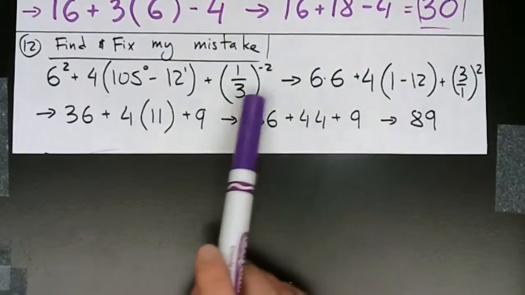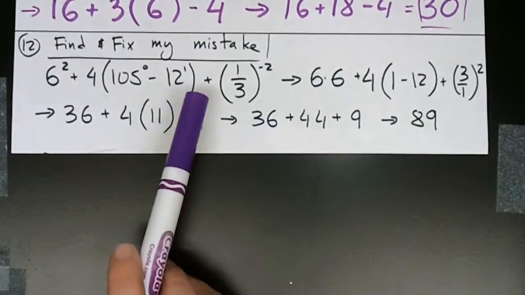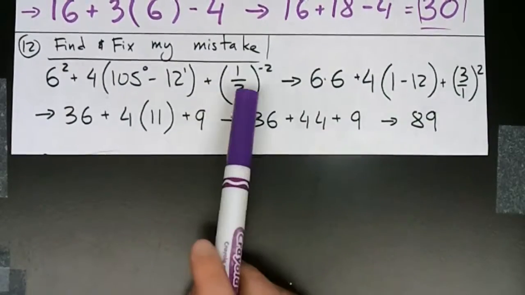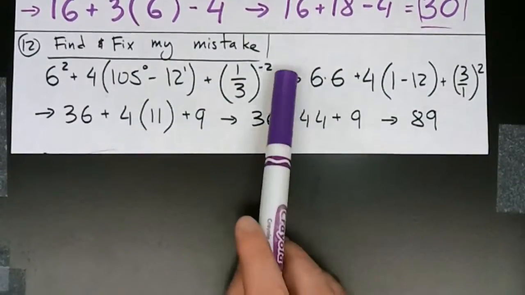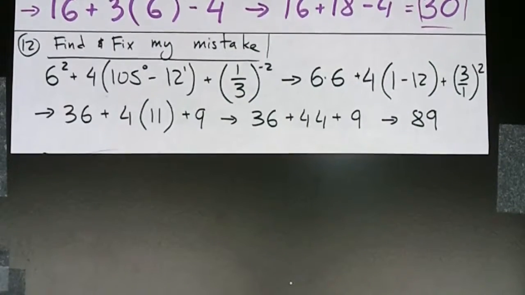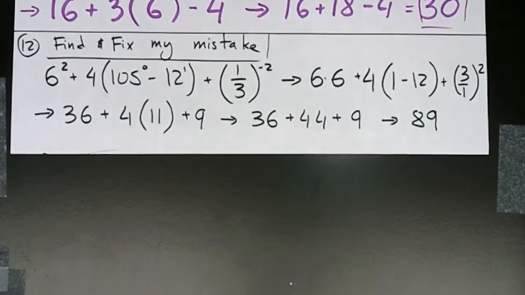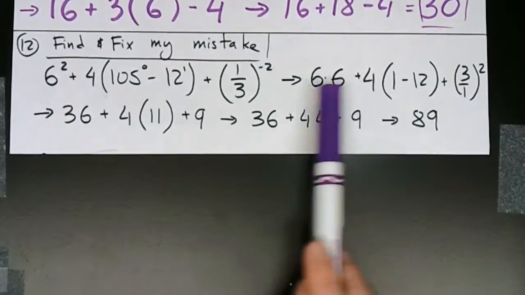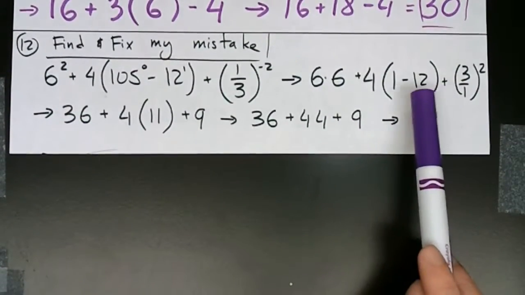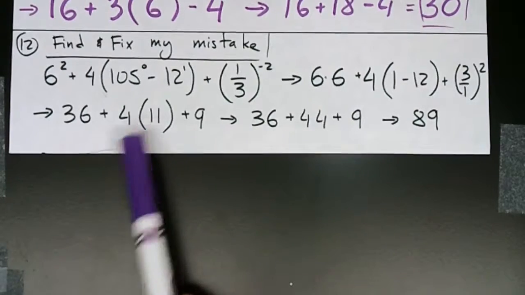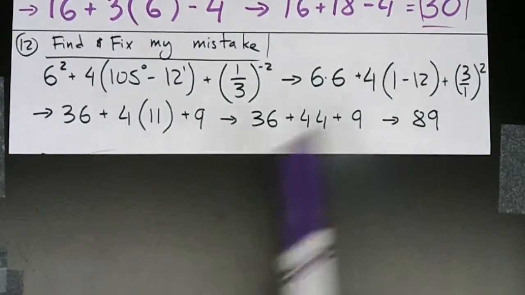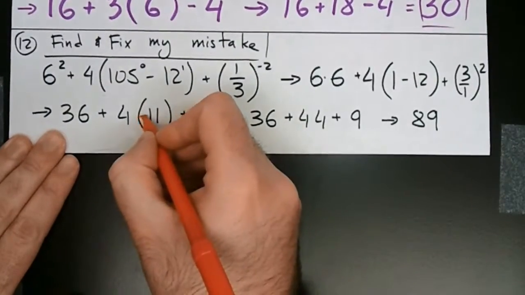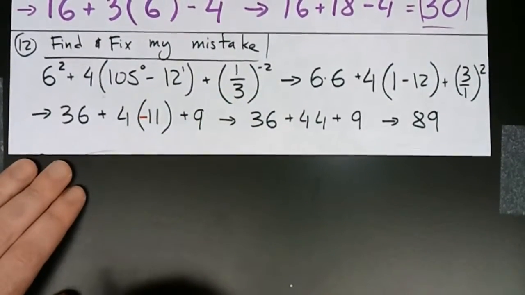So far so good. Here I'm supposed to flip because I have a negative exponent, so the 3 over 1 is the inverse of 1 over 3, and the exponent becomes positive. So that's good. No mistakes so far. I don't see any mistakes in the first step. 6 times 6 is 36. 1 minus 12. Ooh. 1 minus 12. That's a negative 11. Not a positive 11.